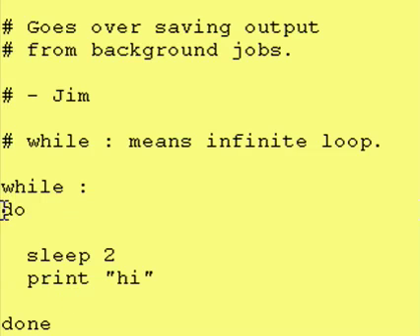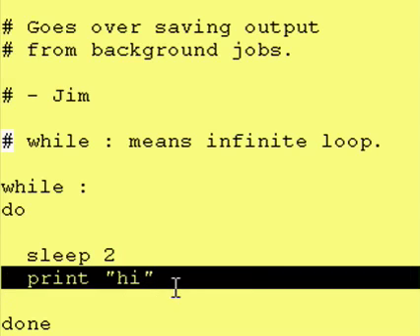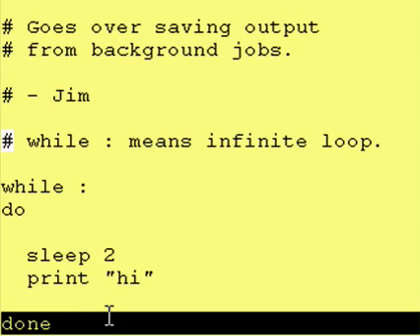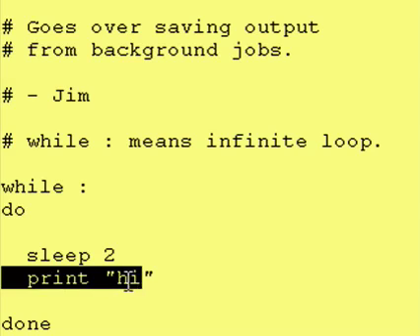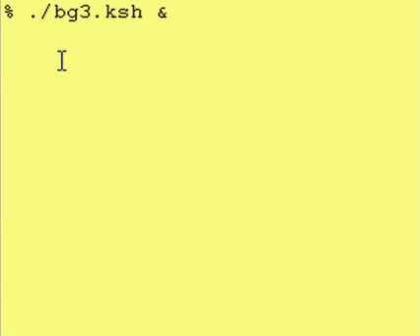Now once we get inside of the while loop, after the do, we're going to sleep for 2 seconds, and then we're going to print a message that says hi. And then we start all over again because we hit the done. So this print statement is standard output. Let's run this whole script bg3.ksh in the background and see what happens.